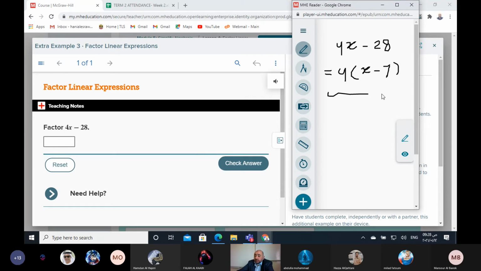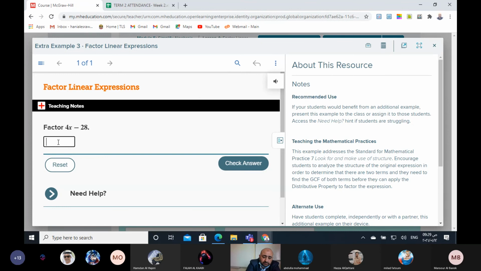But if you want to check your work, use the distributive property. 4 times x will be 4x, and 4 times minus 7 will be minus 28. This is not necessary for this work, it is just for checking your work. So we can write the answer here: 4 between parentheses, x minus 7.